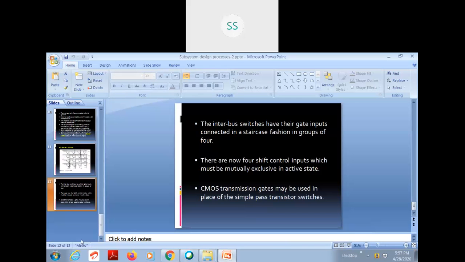After the shifter design, we will move on to the other parts, the subsystems. That part I'll continue.